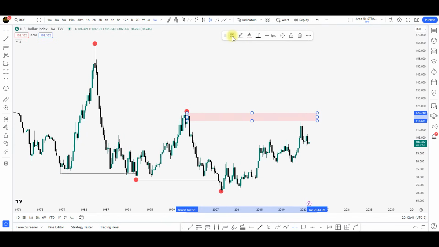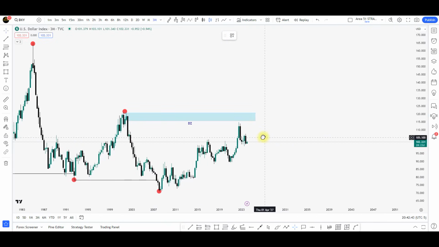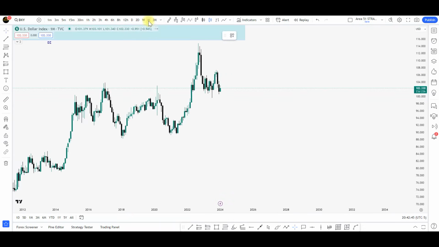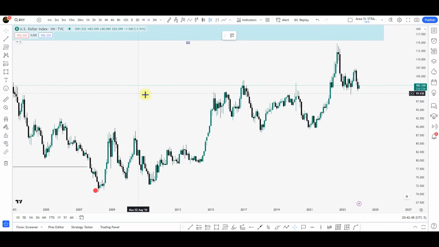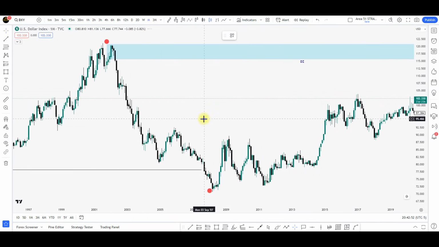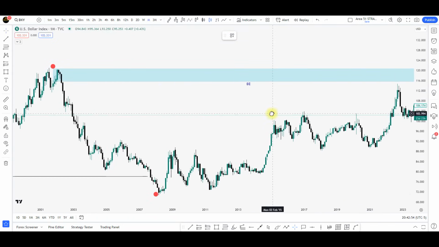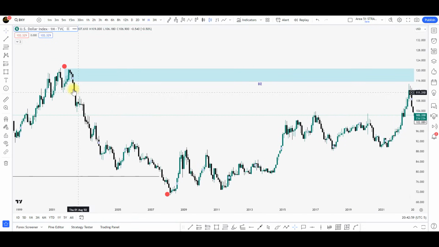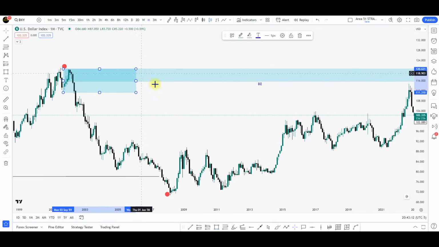All right, now what we're going to be doing is looking into the monthly time frame. What we're looking for is the price to head down in this direction and see what happens. Before that, first I want to see what's happening over here on the order flow. If you look at this, this is the last up move before the down move. So we can see that this is the last order flow.